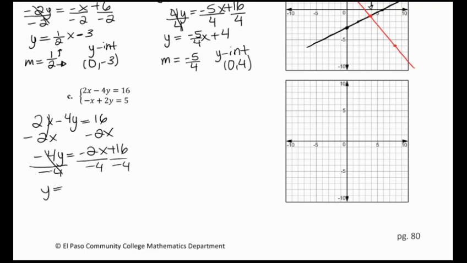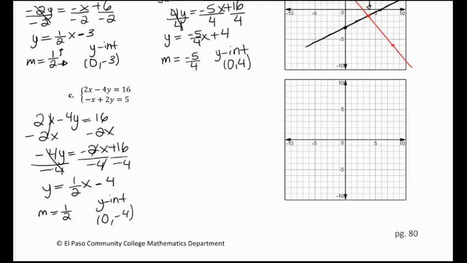So y equals negative divided by a negative is a positive. We can simplify this to 1/2. So 1/2 of x. Positive divided by a negative is a negative. So negative 4. So over here my slope is 1/2. And my y-intercept is 0, comma, negative 4.